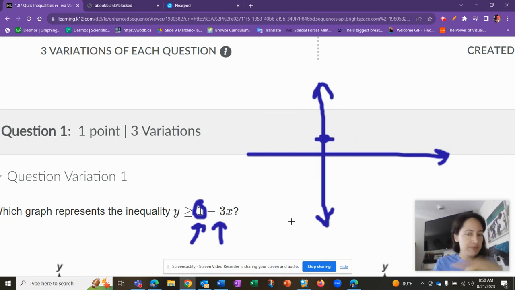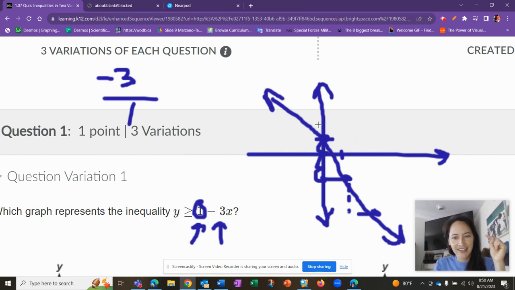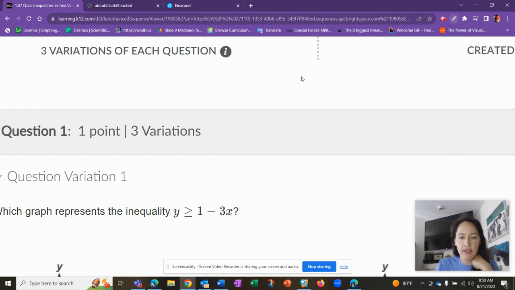It's going to go there. It's a negative slope, so I know it's going to be going down. And it's going to be going down, so -3 over 1. So basically, it's going down 3 over 1. Down 3 over 1. It's going to be a solid line like this. Oh boy, don't have a straight edge on the internet. And it's shaded above. So we're looking for a solid line, crosses at the y-intercept of +1 and shaded above. So y-intercept we're going to look for, solid line, shaded above.